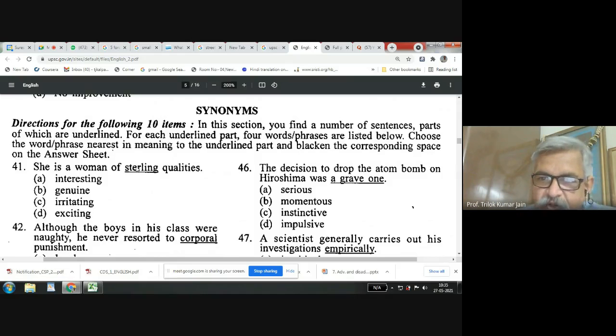The decision to drop the atom bomb on Hiroshima was a grave one. The decision was a grave one. So the correct answer seems to be, it can be A, serious one. It can be B, momentous one. C cannot be the answer. D cannot be the answer. The best answer will be B.